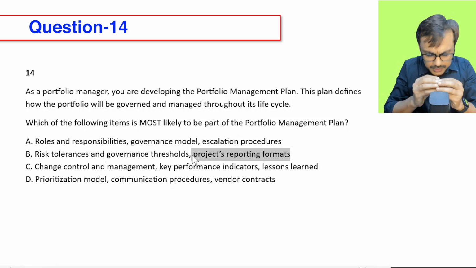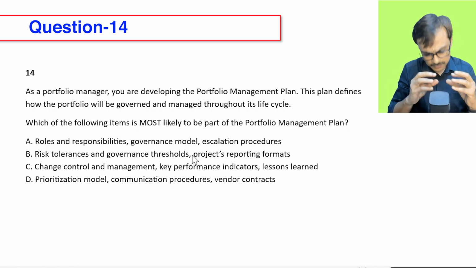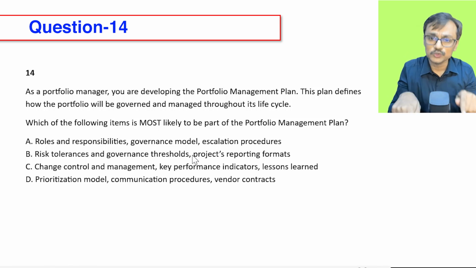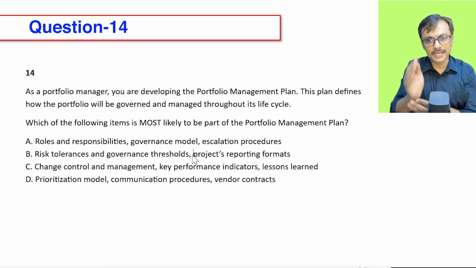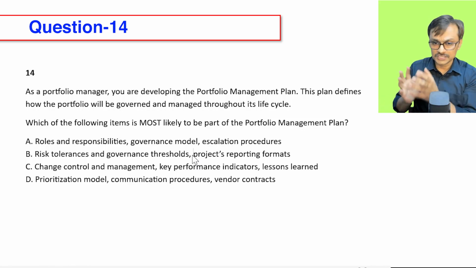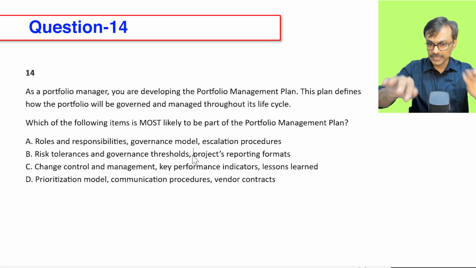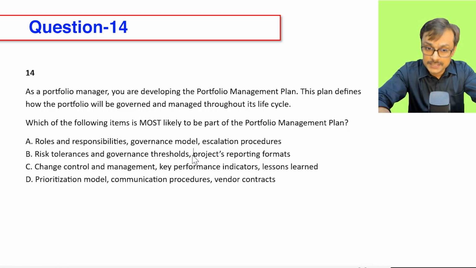Whenever in the alternatives you have a component-level detail, you know it is likely to be a wrong option, because at a portfolio level I don't want to get into component-level formatting. It could be in the communication management plan for that particular component, not the portfolio. So project A's communication management plan should talk about what kind of report formats they want to use, but not at a portfolio level. Anything which comes at a component level makes your choices easy.